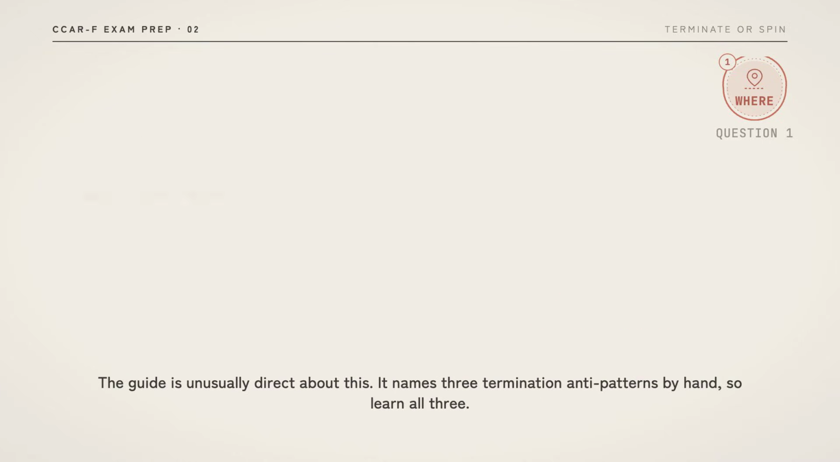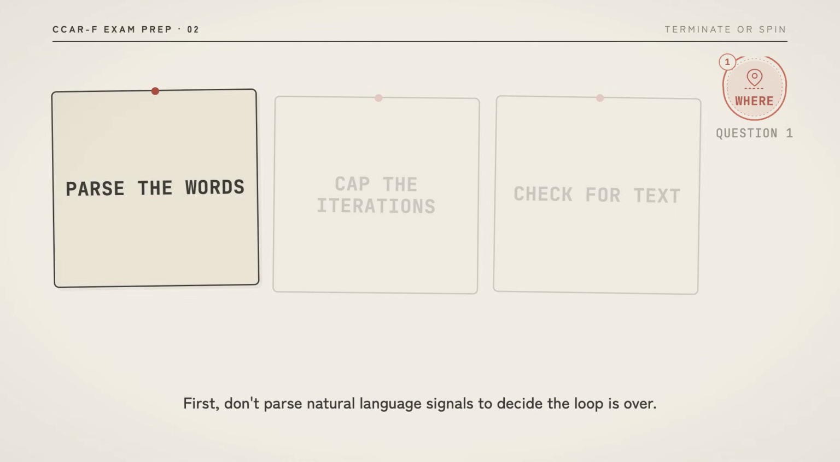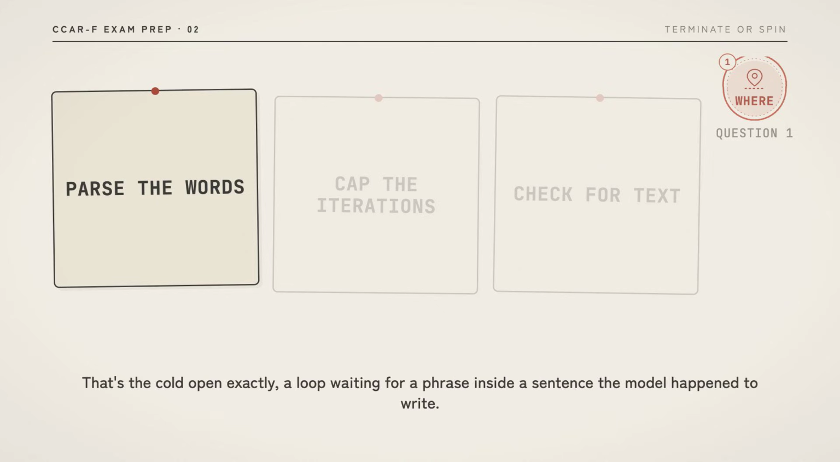The guide is unusually direct about this. It names 3 termination anti-patterns by hand, so learn all 3. First, don't parse natural language signals to decide the loop is over. That's the cold open exactly. A loop waiting for a phrase inside a sentence the model happened to write.